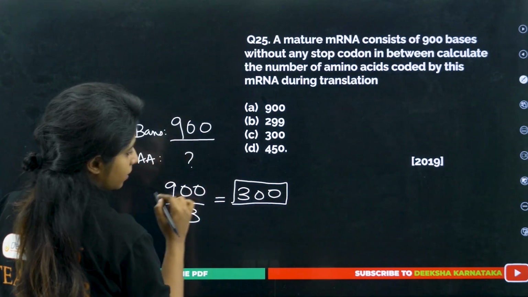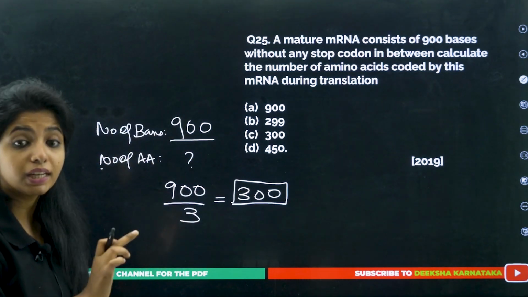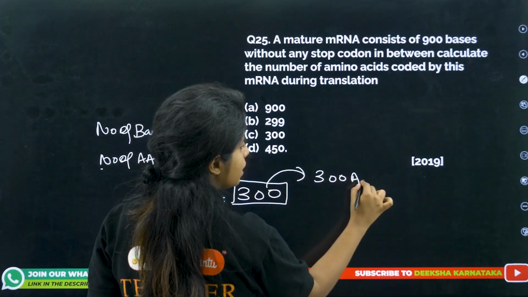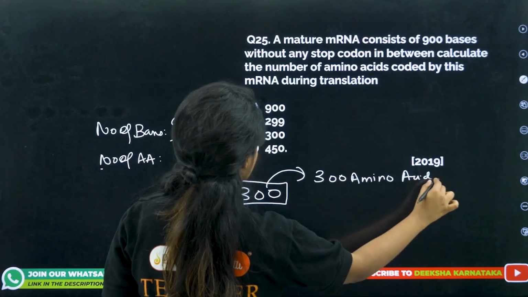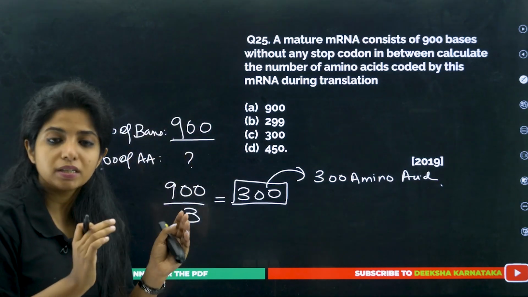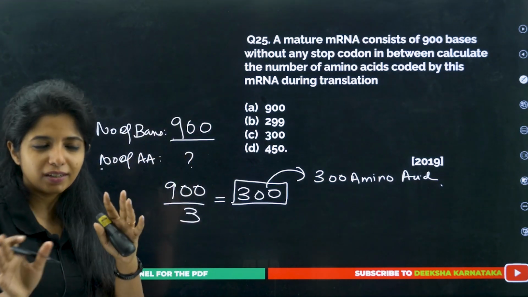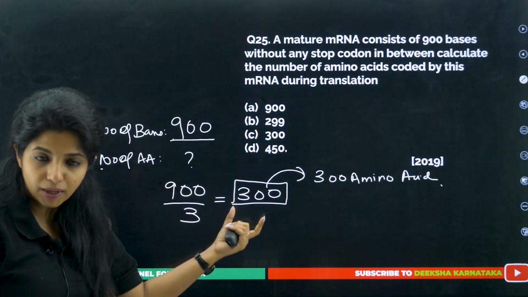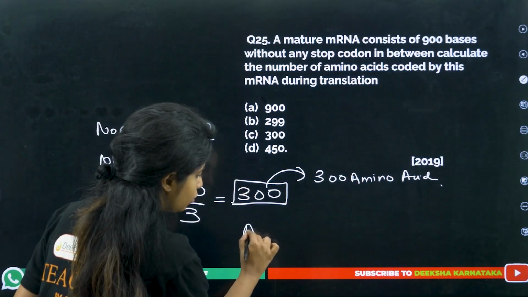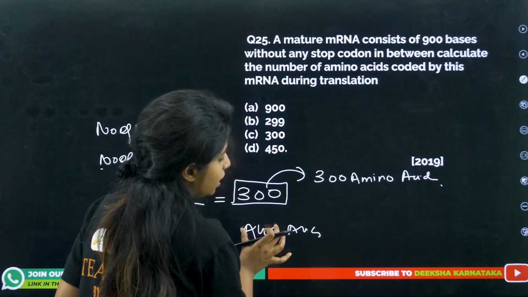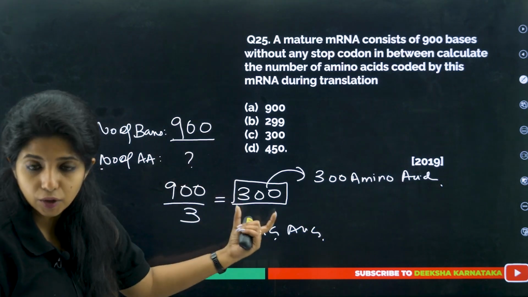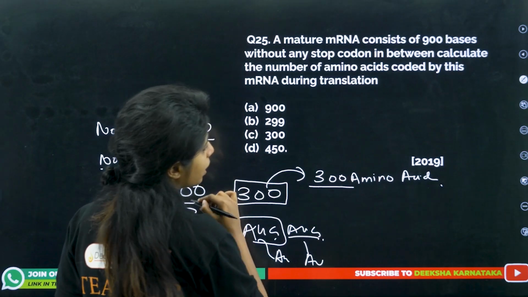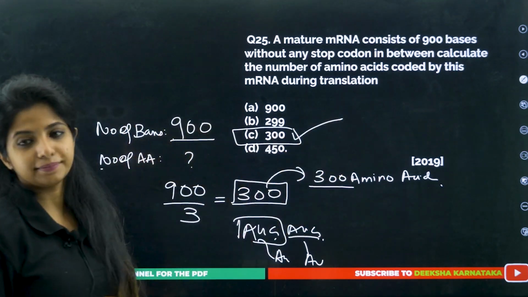So there will be 300 codons, and these 300 codons will be coding for 300 amino acids. I'll explain once more. You have 900 bases. These bases come in groups of 3. So 900 divided by 3, I get 300 of them. So 300 codons are there. For example, AUG is 1 codon, this is the next codon. Similarly, you have 300 of them. Each codon is coding for just 1 amino acid, right? So I have 300 amino acids. So this becomes the answer.